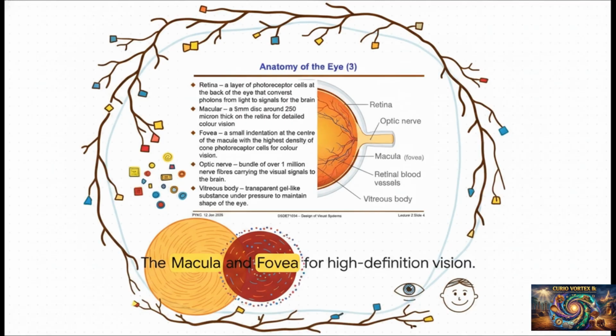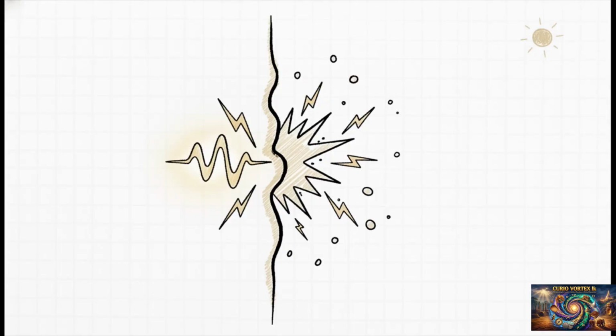This fovea is microscopic, only about 0.35 millimeters across. Yet it is almost entirely responsible for the high-definition, sharp, vibrant color vision you're using right now to read text or recognize a friend's face. Now, upon hitting the retina, something basically miraculous has to happen. The physical energy of the photon has to be converted into biochemical messages. This core concept is called transduction. Without transduction, light literally means nothing to the brain.